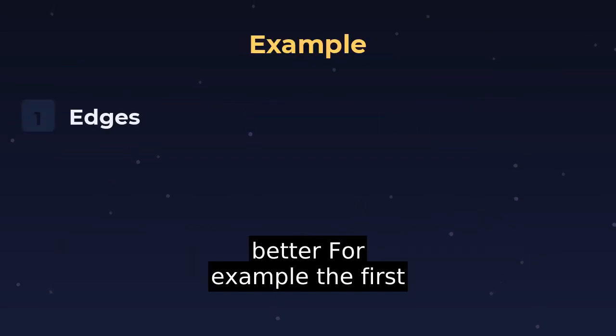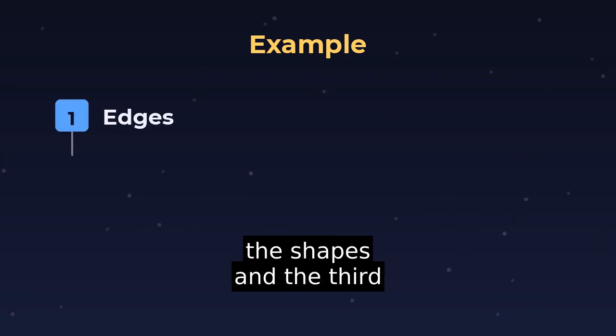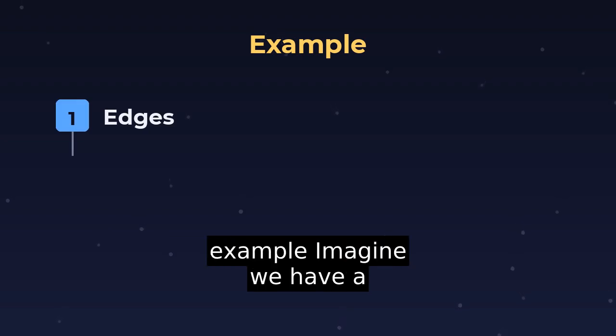For example, the first layer might look at the edges of the picture, the second layer might look at the shapes, and the third layer might look at the objects. Let's look at an example.